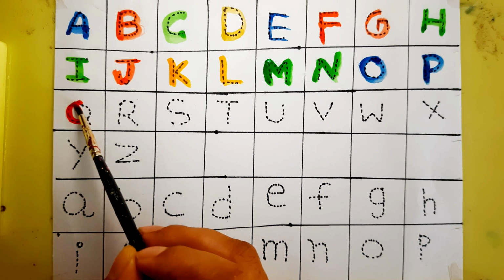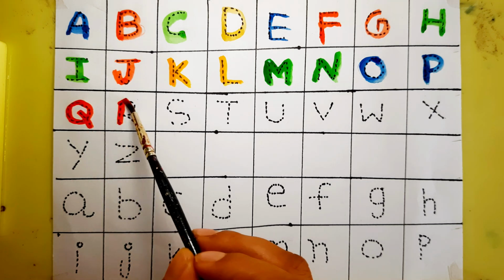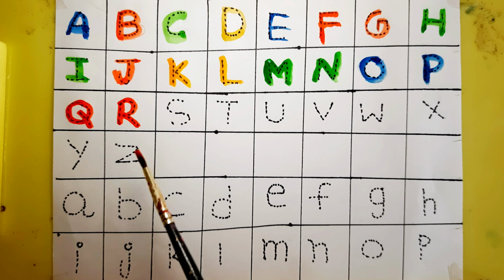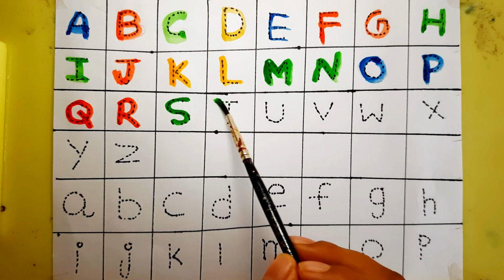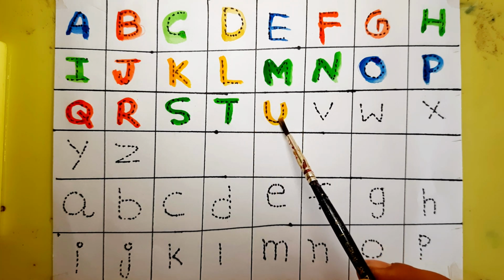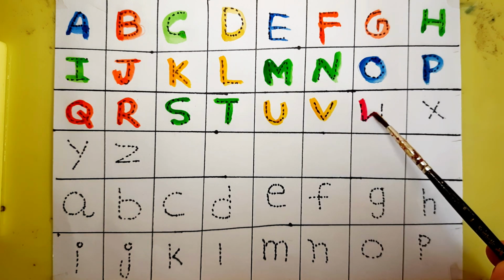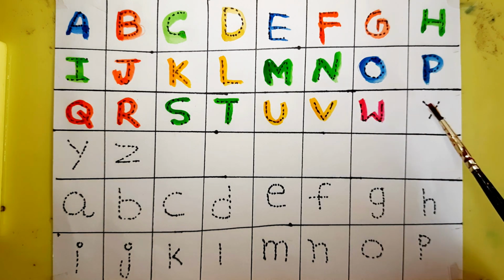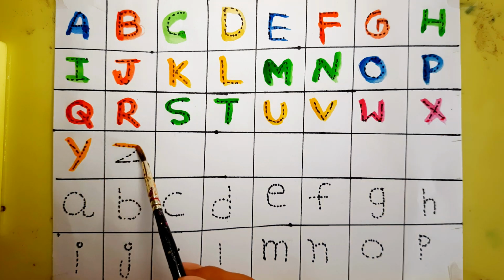Q. Q for queen. R. R for rabbit. S. S for sheep. T. T for table. U. U for uniform. V. V for van. W. W for water. X. X for X-ray. Y. Y for yo-yo. Z. Z for zoo.